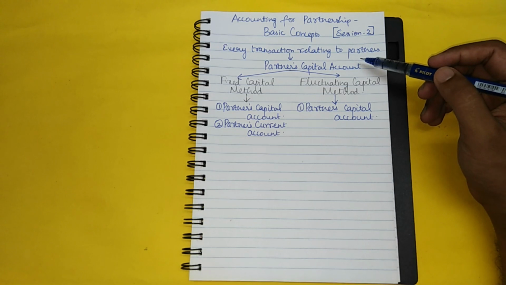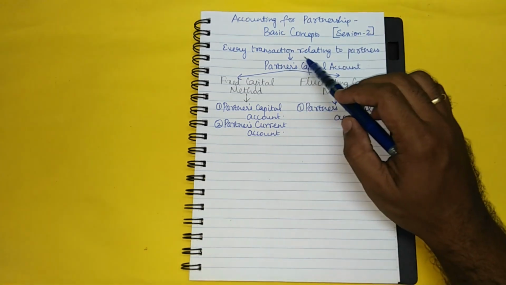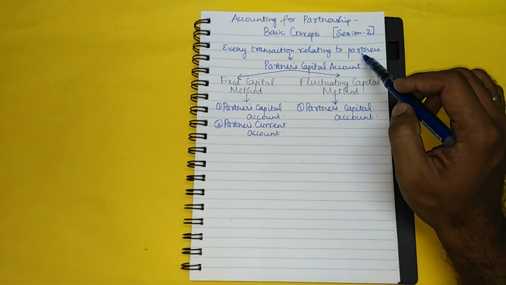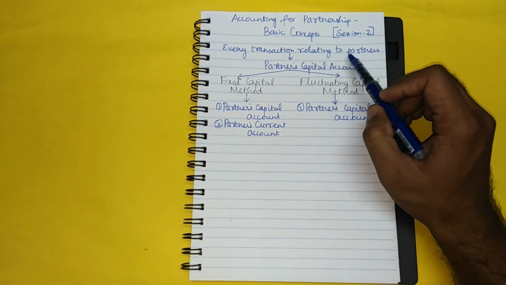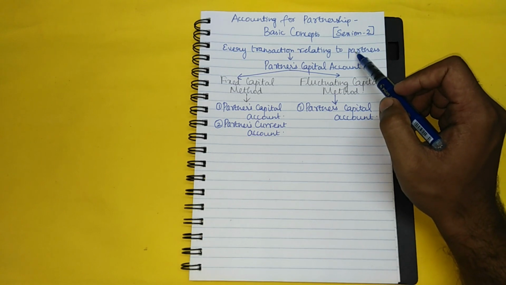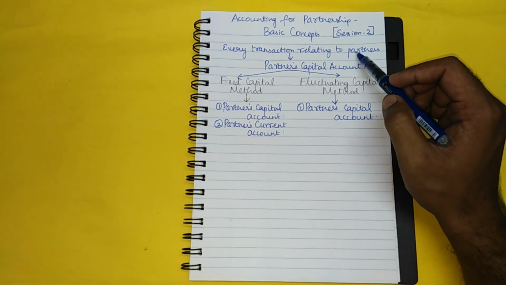Each and every transaction that relates to the partners of the firm is recorded in the books of the firm through their capital accounts. The transactions relating to partners may include the amount of money brought in as capital, withdrawal of capital, share of profit, interest on capital, interest on drawings, partners' salary, commission to partners, and so on.